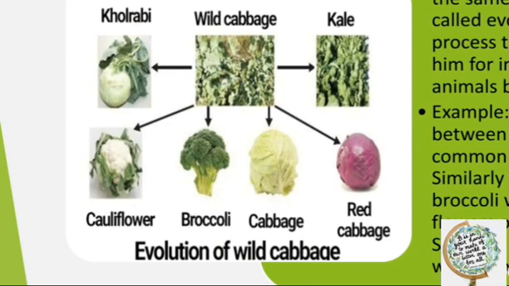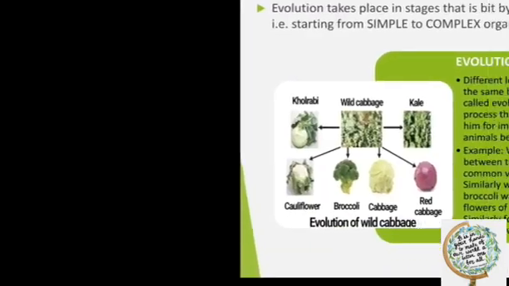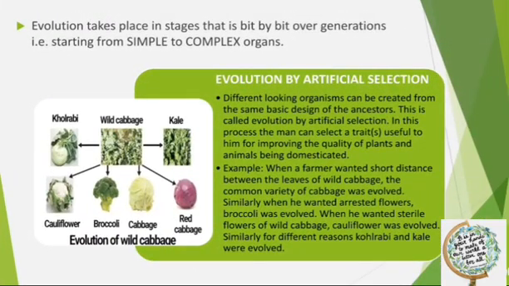Some wanted arrested flowers, so broccoli was evolved. Some farmers went on developing sterile flowers which did not pollinate and gave rise to cauliflower, while some farmers chose the swollen part of the wild cabbage and came up with kohlrabi, whereas other farmers chose large leaves of wild cabbage which gave rise to a new variety, kale. So all these varieties of vegetable had a common ancestor, that is the wild cabbage.